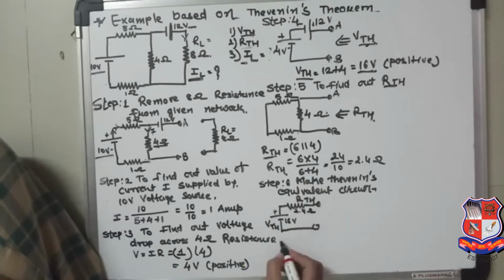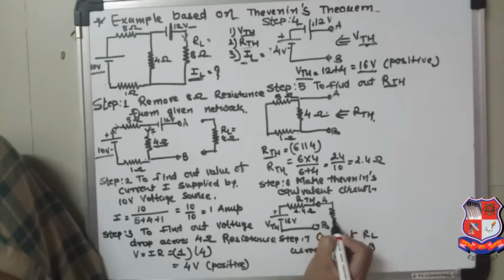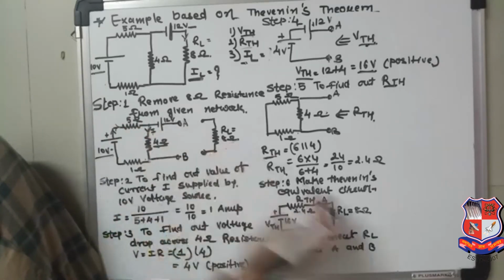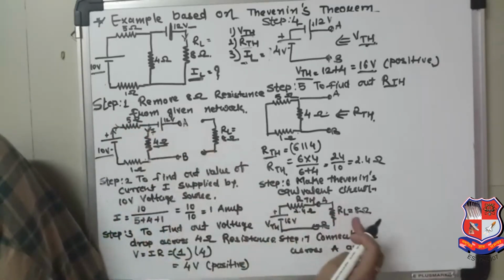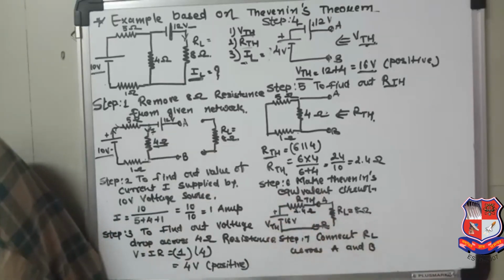Now in step number 7, connect RL across terminal A and B. RL is equal to 8 ohm, which we have already removed in the first step. Again connect the 8 ohm, means reconnect RL across the A and B terminal. So my final circuit will be like this.